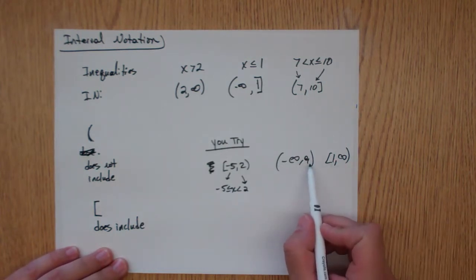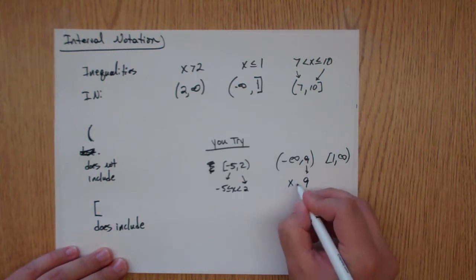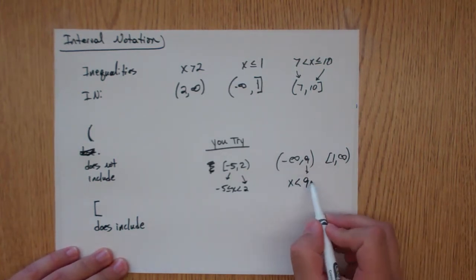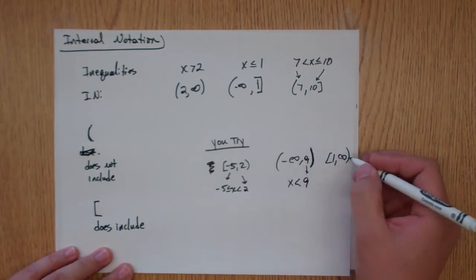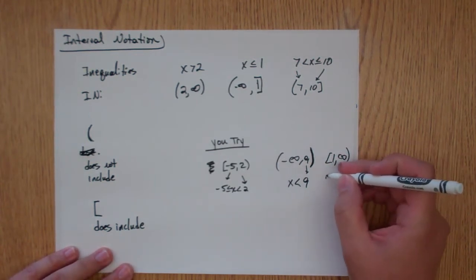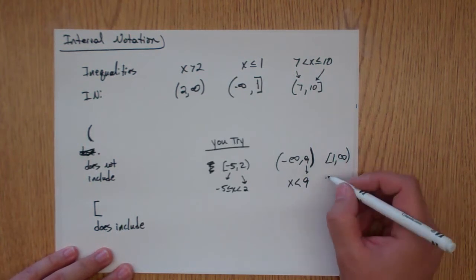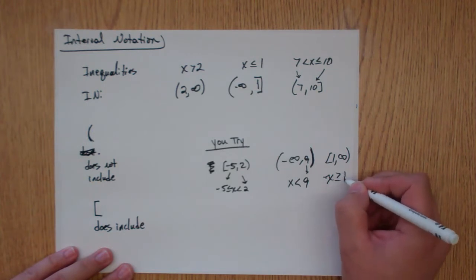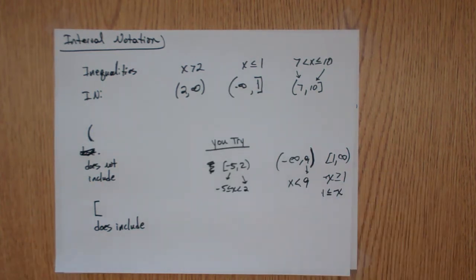Alright, so this one, the largest you can be is 9. Since we go to -infinity, we know x has to be less than 9 because of this right here. So it's not included. Now for this one, you have 1 to infinity, and it includes 1, which means x is greater than or equal to 1, or you could say 1 is less than or equal to x. You could have done that either way.